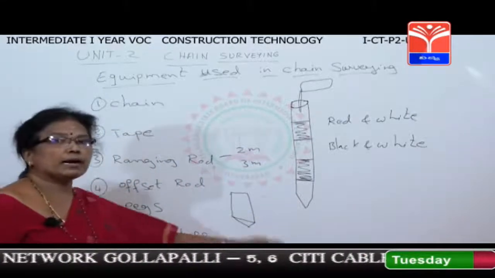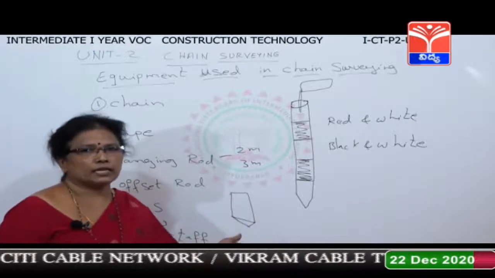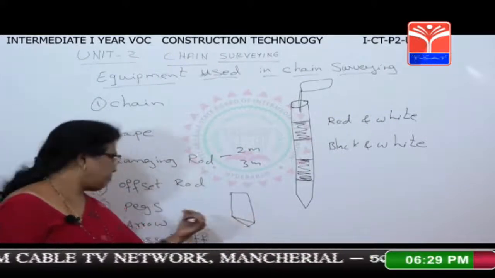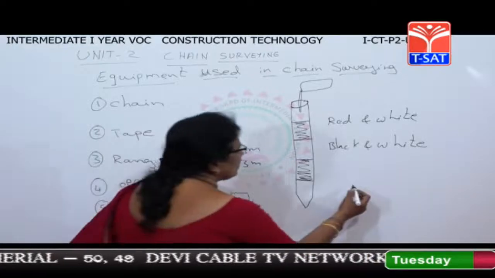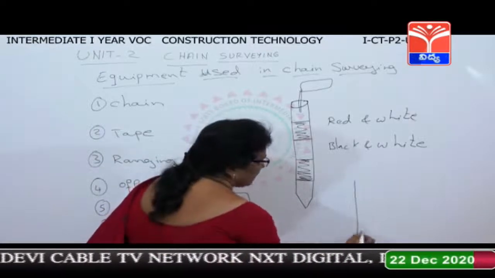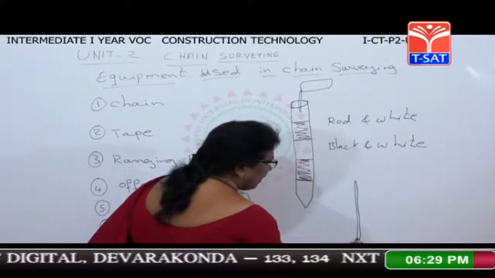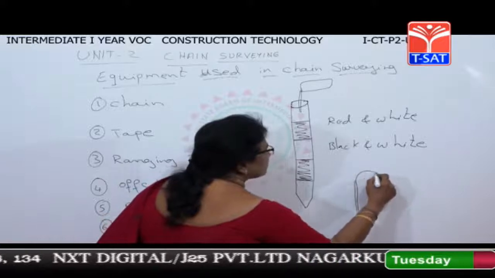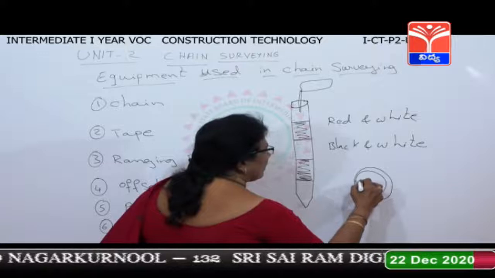It is used for marking stations, like the beginning of the station, starting point, ending point. There we'll be using these pegs. Next, coming to the arrow. This is your arrow. It is also 4 mm in diameter and the bottom is sharp and it is folded like this. This is the arrow.